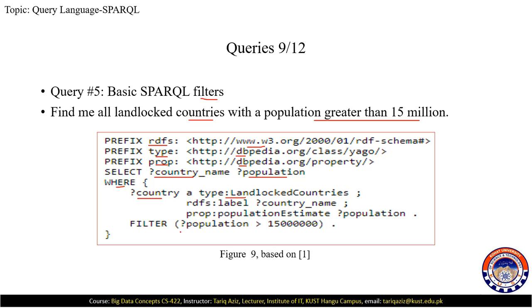In the filter clause, you have to mention that population must be greater than 15 million, because here we mentioned the condition that the population is greater than 15 million. So in the filter clause, we are mentioning this condition.